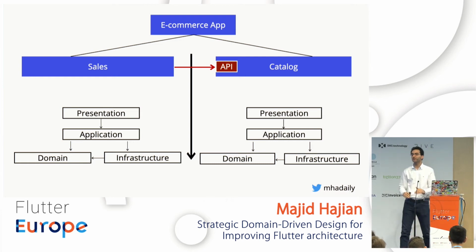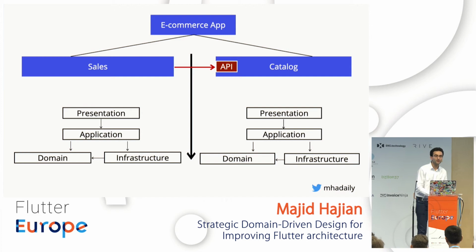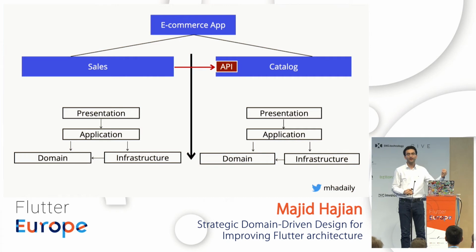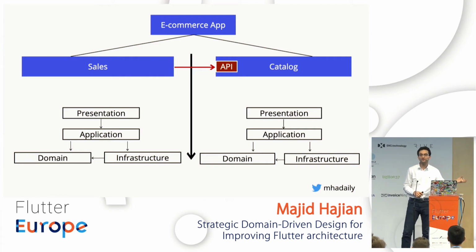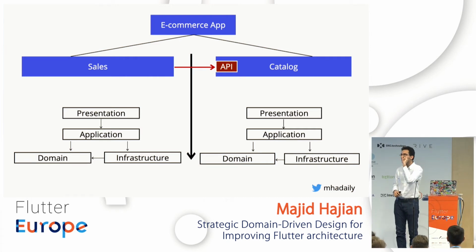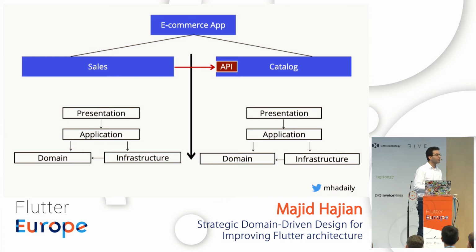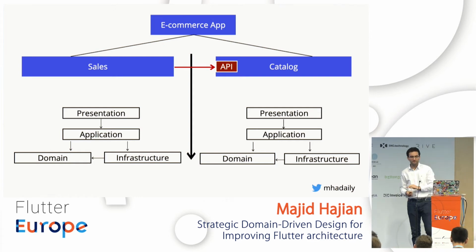Like if you are changing anything in your data sources, it should not touch any other subdomains because they are getting information from the API, this tiny layer. And the API is always, or it should be, stable.